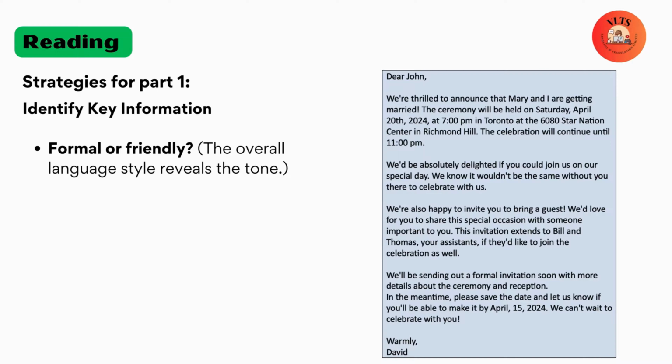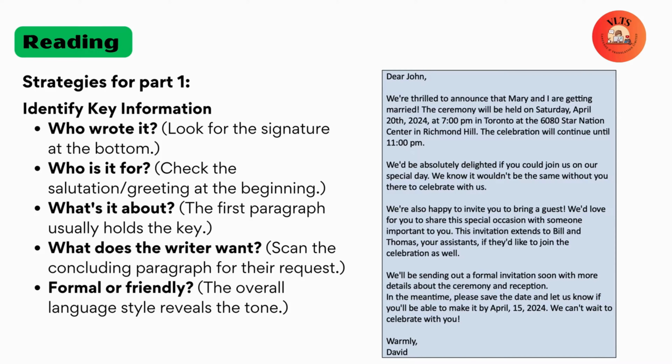Finally, is the tone formal or informal? This might not be directly stated, but by paying attention to the overall language style, you can usually tell if the message is more official or casual. By keeping these points in mind, you can unlock valuable information hidden within the structure of a letter or an email. This, in turn, can help you navigate the CELPIP reading section with confidence.